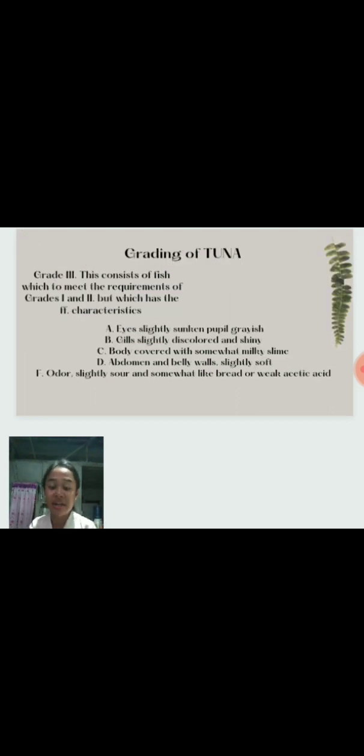Next is grade 3 tuna. This consists of fish which fail to meet the requirements of grades 1 and 2, but which have the following characteristics. The eyes have slightly sunken, grayish pupils, the gills are slightly discolored and shiny, the body is covered with somewhat milky slime, the abdomen or belly walls are slightly soft, and the odor is slightly sour, somewhat like bread or weak acetic acid.